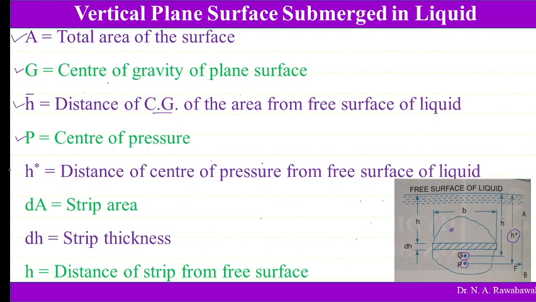And we are going to consider a small strip area dA, which is at a distance of h from the free surface, where dh is the strip thickness. dh is the thickness of this small strip area, and this strip is at a distance of h meters from the free surface.